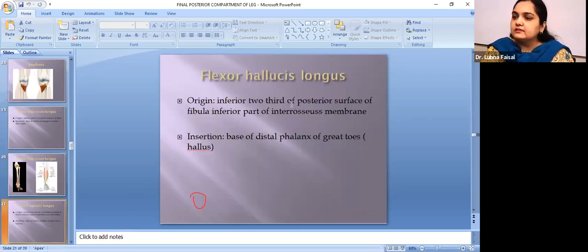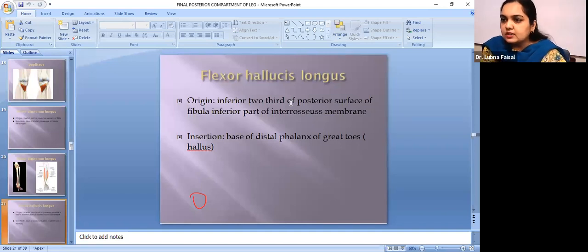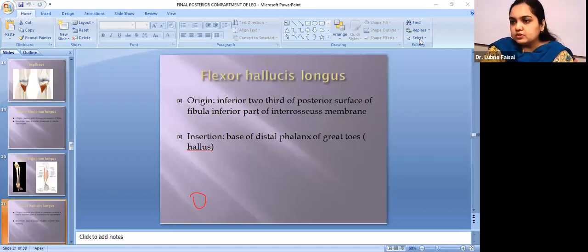Okay, now the flexor hallucis longus. Flexor digitorum longus, we have done. Hallucis always stands for the big toe. Origin from the inferior two thirds of the posterior surface of the fibula. Flexor digitorum longus originates from the posterior surface of the tibia, and this originates from the posterior surface of the fibula, plus the interosseous membrane. What is this interosseous membrane? It is simply a fibrous tissue that binds the two bones, that is the tibia and the fibula.